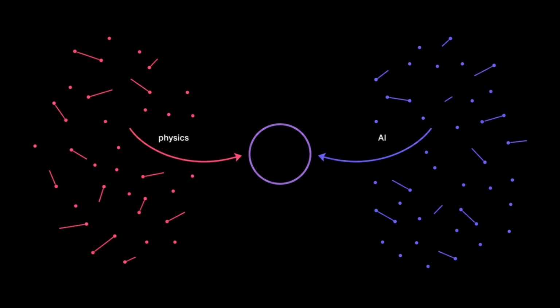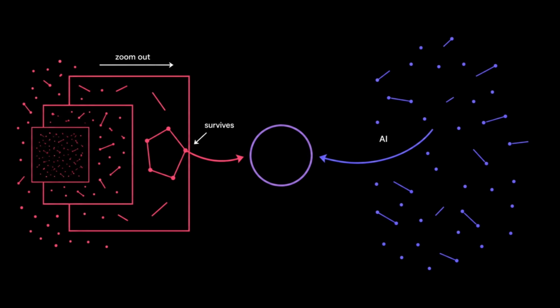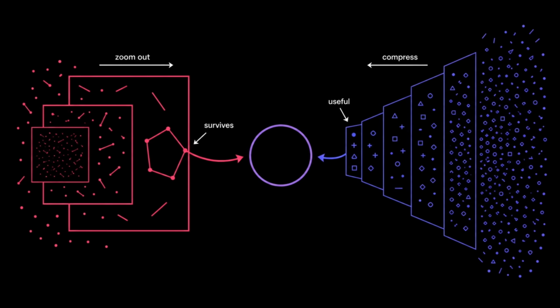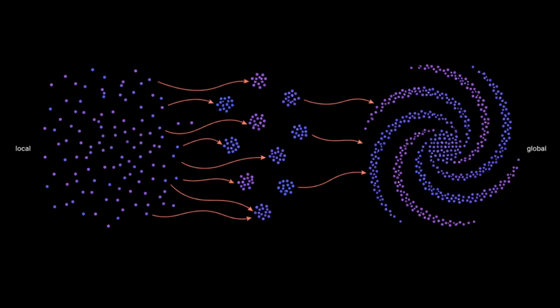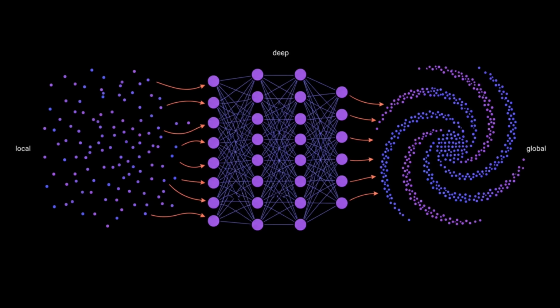So here is the final click. Maybe physics and AI are circling the same deep question from different directions. Physics asks, when you zoom out, what survives? AI asks, when you compress experience, what remains useful? In both cases, understanding is about preserving what matters, and that is the bizarre connection to the universe.